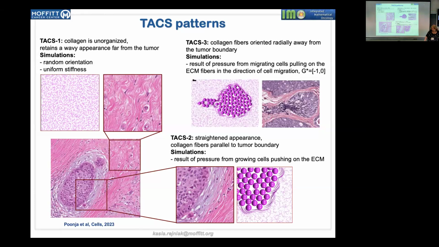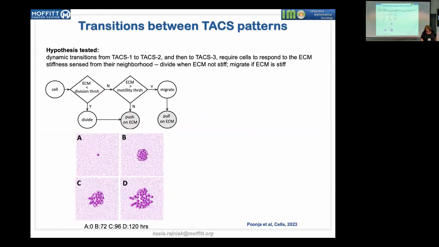With the model, we could hypothesize what should be done and change things to see the progression. Our hypothesis is that the cells respond to different stiffness of the ECM. So we have the cell, and if the ECM stiffness is below the division threshold, the cell will divide and then push on the ECM, and can remodel it, change the stiffness.